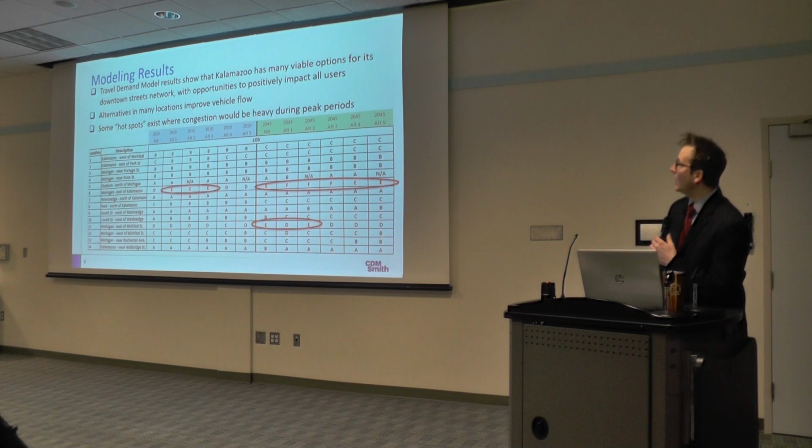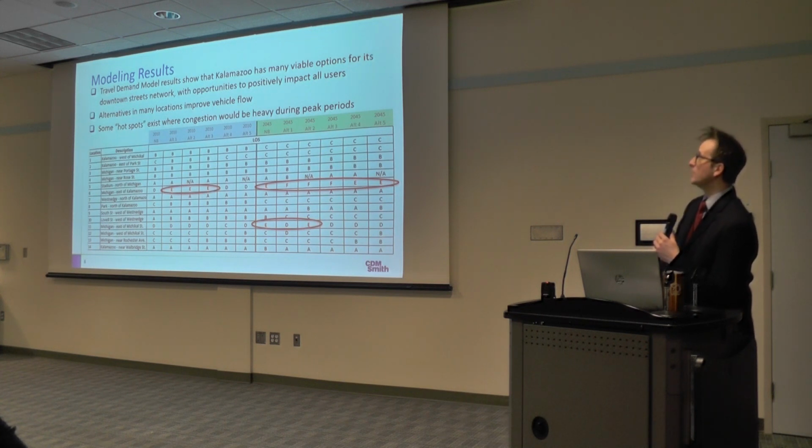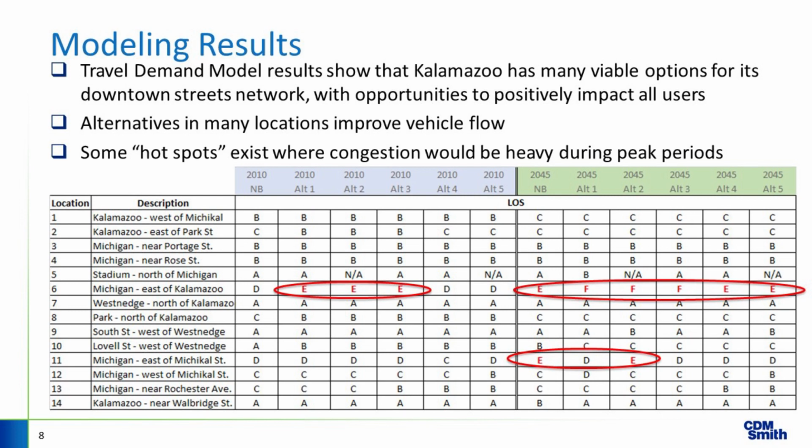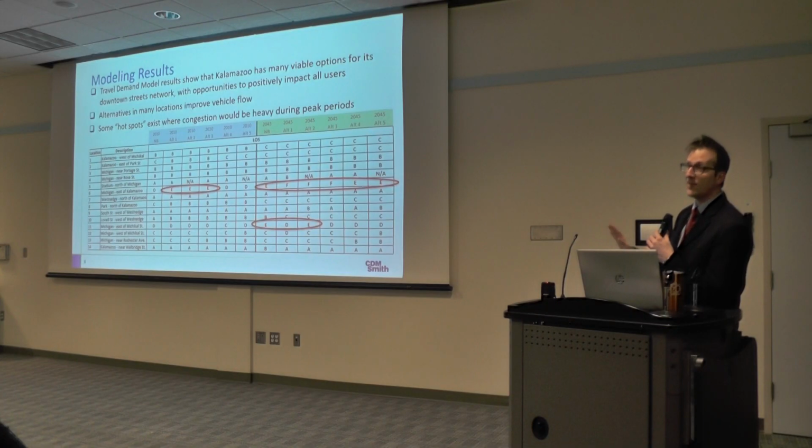We ran these results, and we found that ultimately Kalamazoo has many viable options for its downtown street network, and this can be leveraged to positively impact a variety of users. If you look at some of the results here, these are key locations, and you see the level of service. As I said, those rated E through F, you see there's only a couple of areas where you're seeing E's and F's, which are the letters we want to avoid. Keep in mind this is just during the peak period, so we're planning for the worst case scenario on the average day.